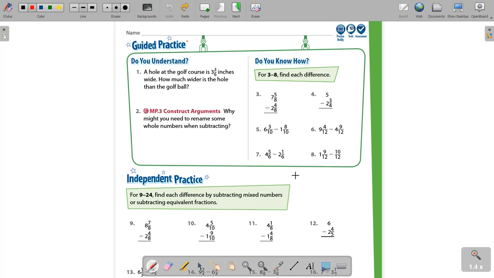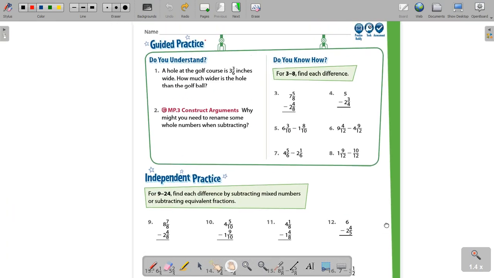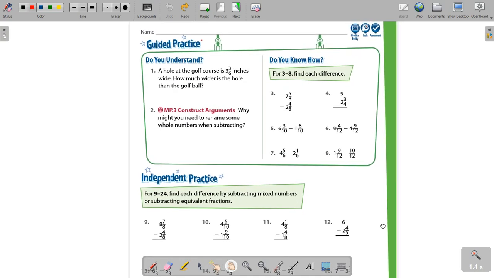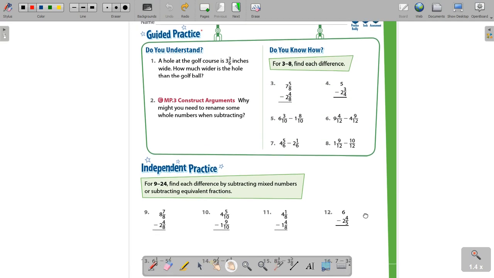So I'm going to go through these. I'm probably not going to do everything on this page, but especially the independent practice section right here on the bottom of this first page, I will go through. Let me go ahead and show you here. We are on page 521 if you're working out of the book. If you're working from the worksheet that I created in Google Classroom, then don't worry about the page number. Just worry that this is 9-10, subtracting mixed numbers.